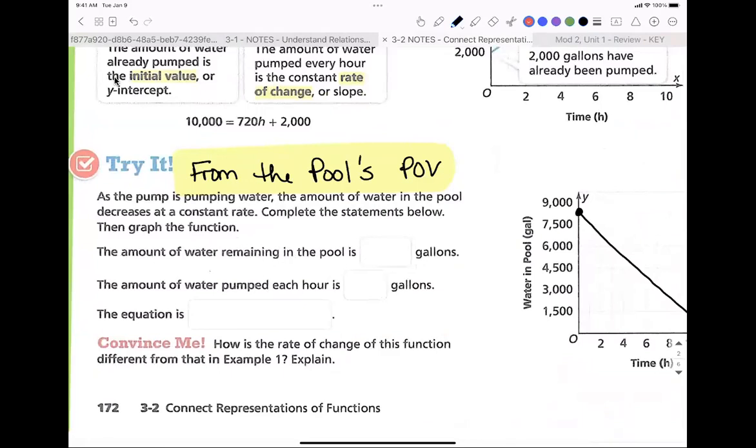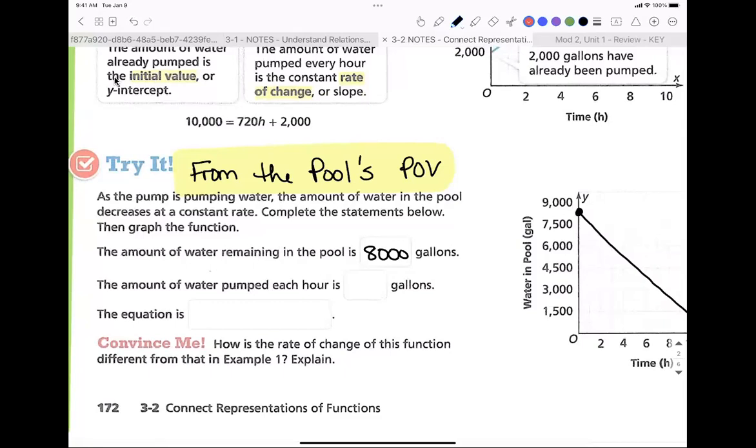How much is already gone and how much is left in our pool at the start of our story? 2,000 is gone. So that's from the point of view of the tanker, but from the pool's point of view, how much is still left in the pool at the beginning of our story? 8,000, right? Because we started with 10,000, 2,000 has already been pumped out. So notice our B changes here because we're beginning our story from the pool's point of view. We're beginning our story with 8,000 gallons in it.